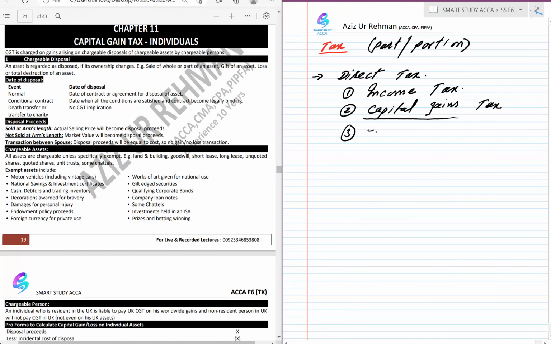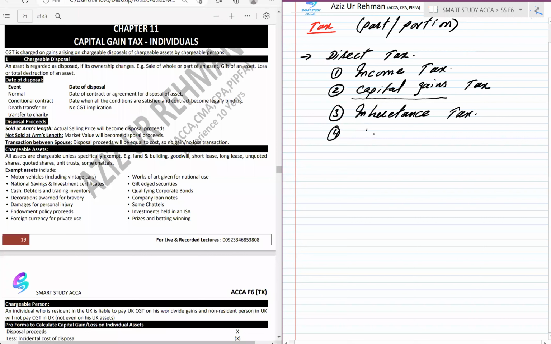Third one, inheritance tax. Once again, as the name explains by itself, when we inherit a few assets from our family members, in that case we will pay a tax that is called inheritance tax. Fourth, corporation tax. Companies will calculate their own profits and the company will pay a tax on the profits called corporation tax. So these are four types of direct tax in our syllabus.